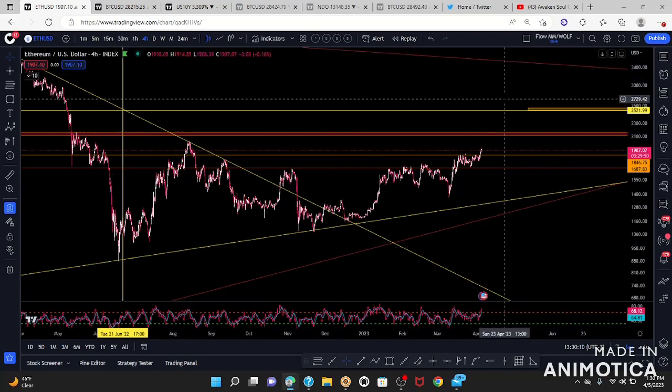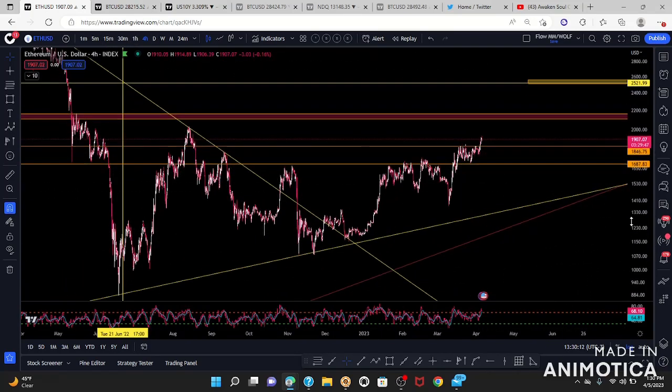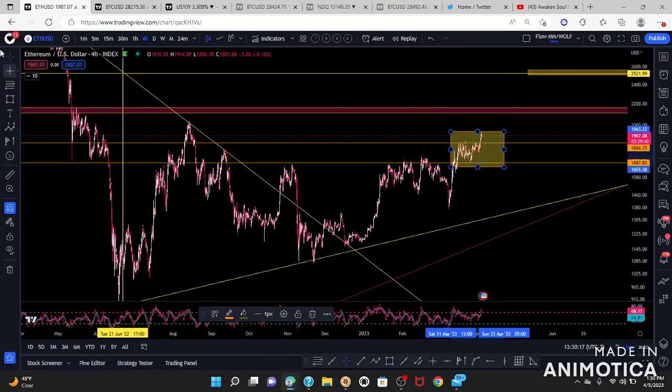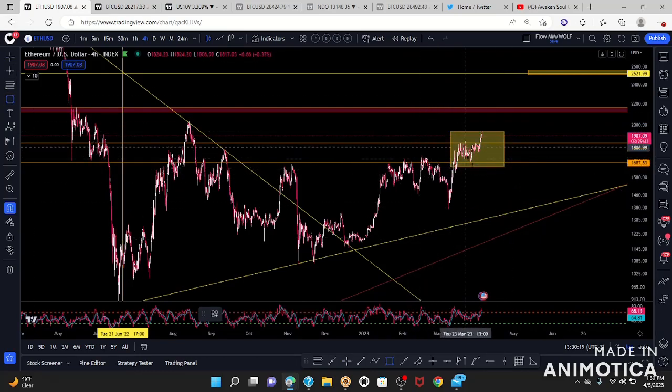Okay, let's go to my 4 hours. I'm in my 4 hours. So if we're just focusing on this contraction phase, just focus on what's happening here. That's the goal of today.